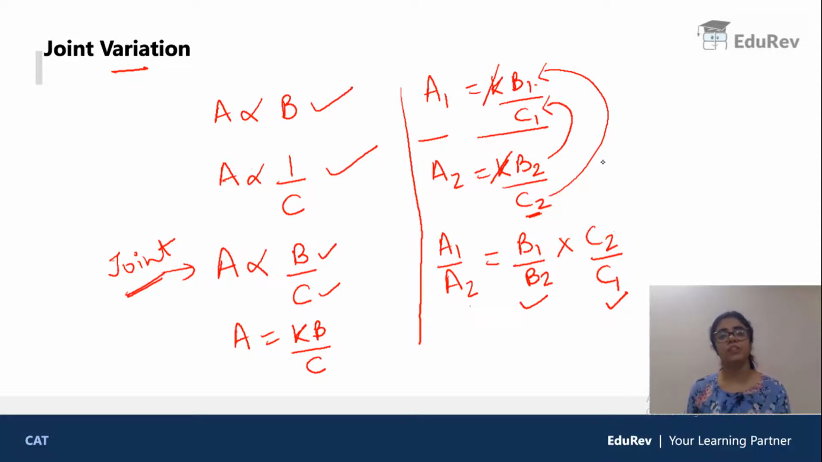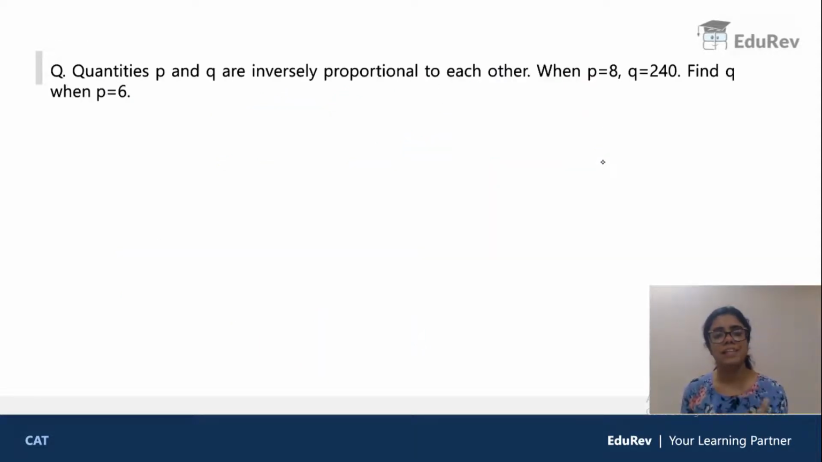And most of the times in CAT, the questions are asked on joint variation. They don't ask you individual questions on direct and inverse. Mainly they are joint variation questions. Okay? Now let's look at a few questions. Let's see the first question.